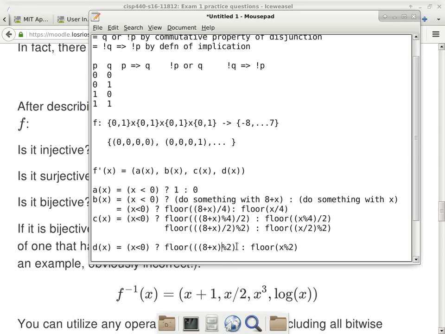Is that how you would write the answer though? This won't be the answer. It's one way to do it.